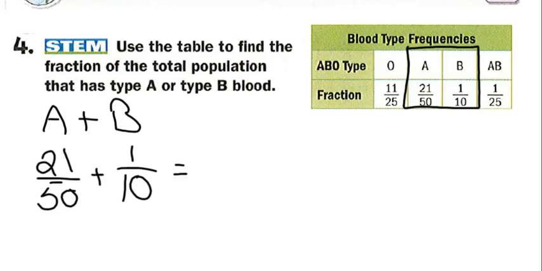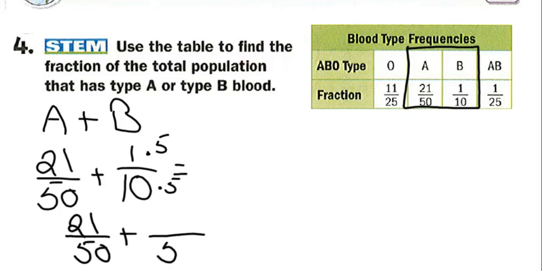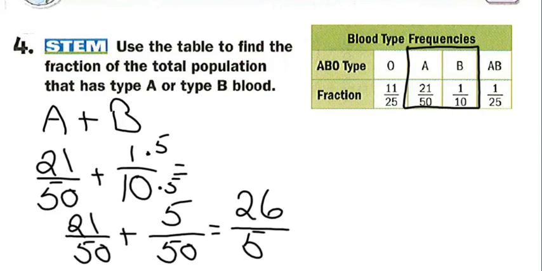So I need to find a common multiple of 50 and 10. Well, I know that 50 is a multiple of 10. And to get there, I would just multiply 10 by 5. So let me multiply my numerator by that as well. So that gives me 21/50ths plus 5/50ths. So then all I have to do is add my numerators. 21 plus 5 gives me 26, and 50 and 50, that remains the same. I don't actually add them. I just leave that as 50. So that gives me 26/50ths.